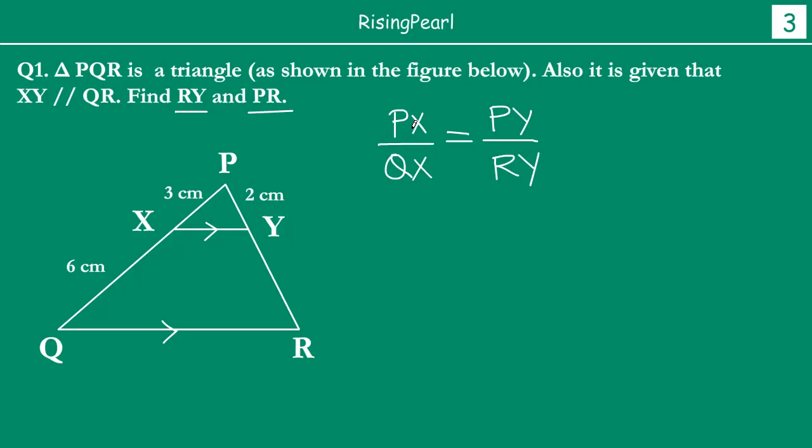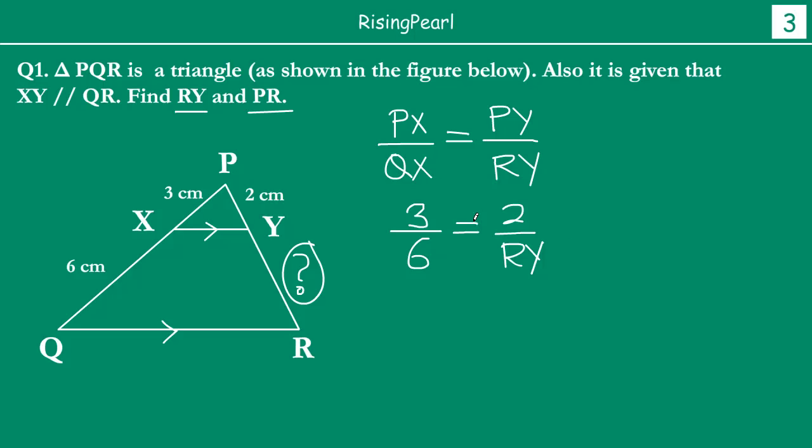Now let's simply put in the values that are given to us. PX is 3, QX or XQ is 6, equal to PY is 2 and RY we don't know. So friends, essentially in this kind of question there are a total of 4 measures, right? PX, XQ, PY and YR. So 3 are given, we have to find out the 4th one. So this is the one which we don't have. So we are trying to figure out the value for this.